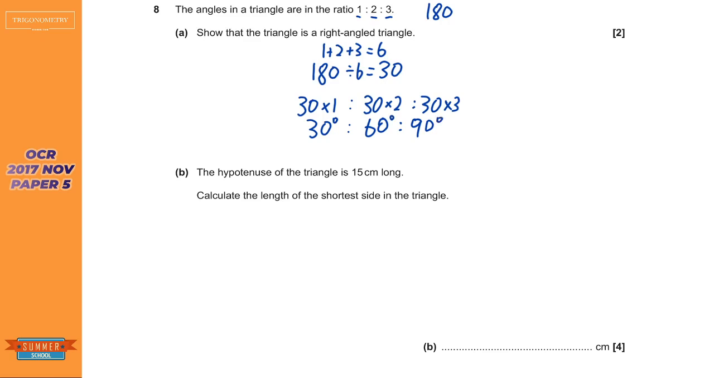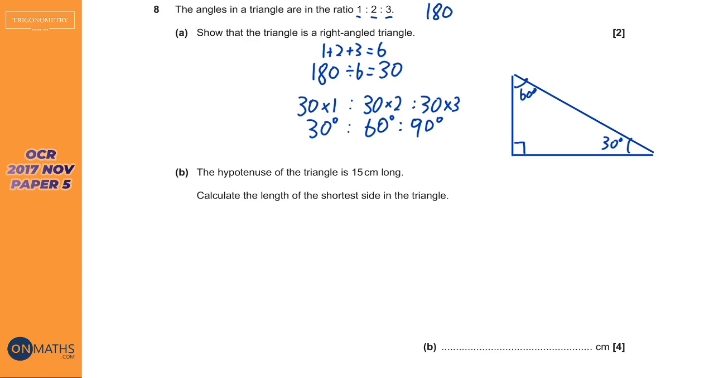And we can even draw out the triangle, which might help us with the next question. So we've got a right angled triangle like that, and we've got 90 there and 30 here, and this doesn't have to be exact, it's just roughly, and 60 there.